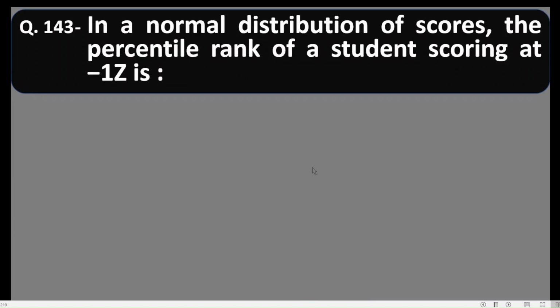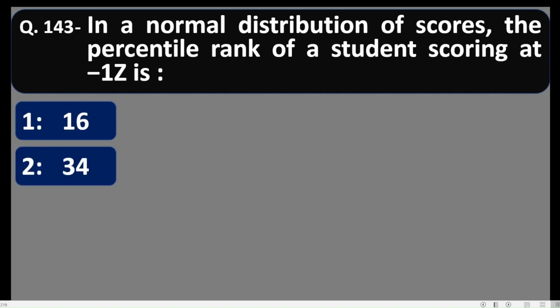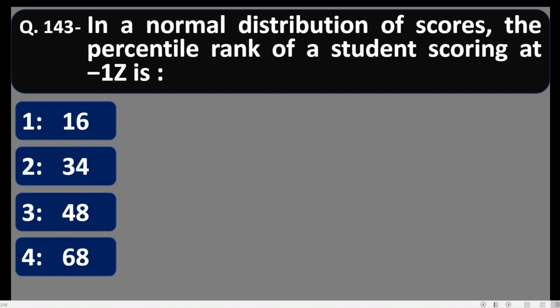Question number 143. In a normal distribution of scores, the percentile rank of a student scoring at -1Z is. Let us see the options: 16, 34, 48, 68. Before selecting the option, let us understand the question. Here the distribution is normal, meaning the distribution of the scores of the students is normal. In that, one student is there.